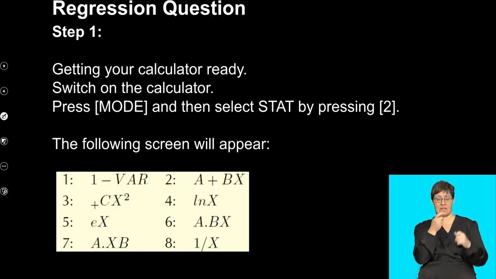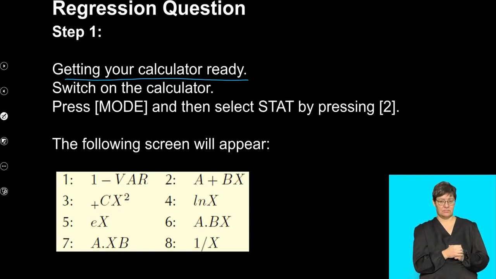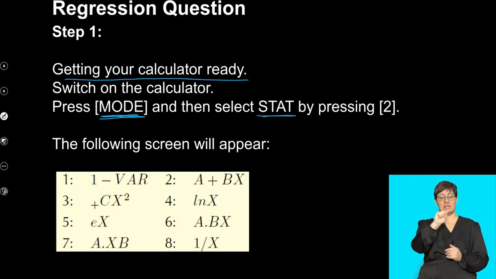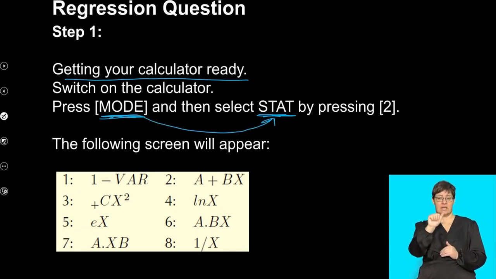Using our calculator. Get your calculator ready, okay? Switch on the calculator. I'll indicate using my calculator. What I'd like you to do first is press MODE on your calculator. After MODE, select STAT, which means stats. How do you select it? After mode, STAT, by pressing 2.